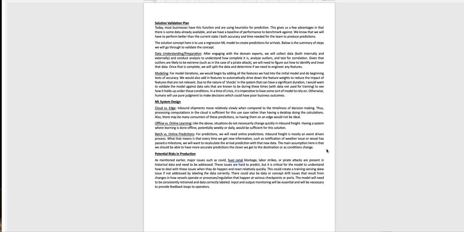As far as potential risks in production go, things like the Suez Canal blockage, labor strikes, and pirate attacks could create a number of issues. They're hard to predict, and so having this in training could create a training-serving skew issue if not addressed by labeling the data correctly. Also, the model definitely needs to be constantly retrained and the data correctly labeled. Input and output monitoring would be essential and will be necessary to provide feedback loops to the operators to gain trust.